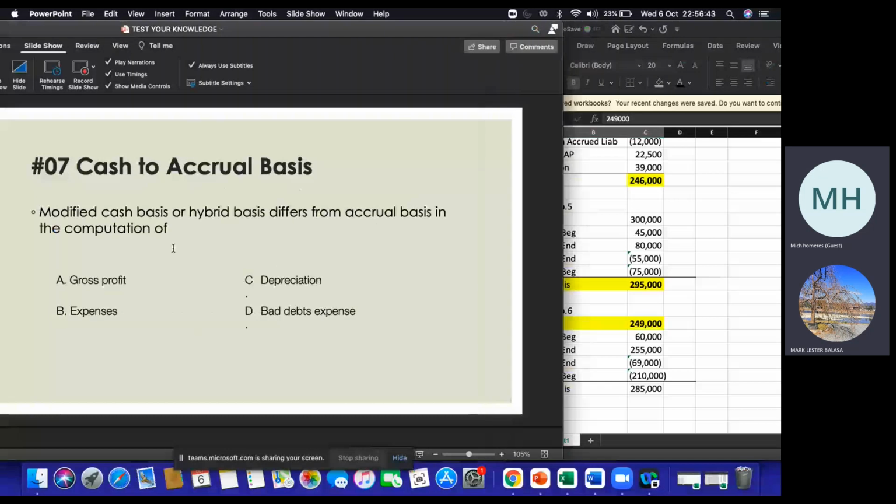Alright, so modified cash basis or hybrid basis differs from accrual basis in the computation of expenses. Alright, your answer for number 7 is expenses. Okay? Next.